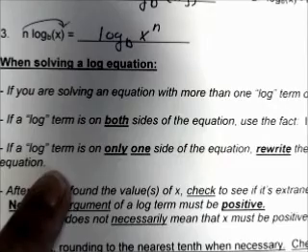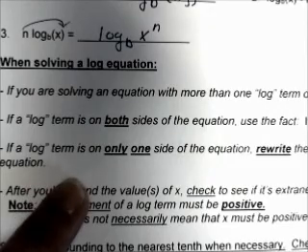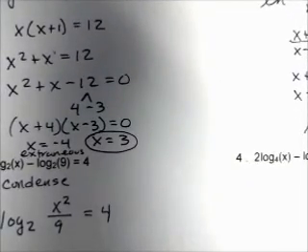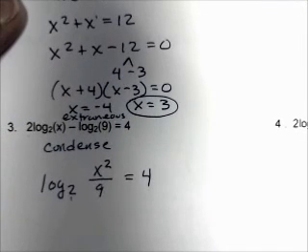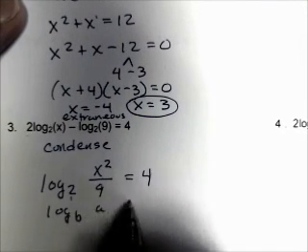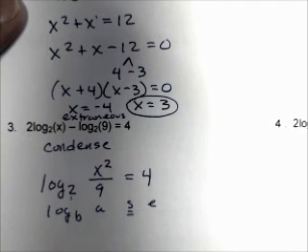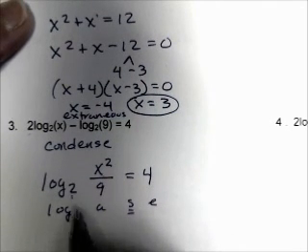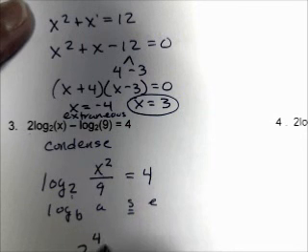From up above, if a log term is on only one side of the equation, rewrite the log equation as an exponential. So 2 is our base, 4 is our exponent, and our answer is x squared over 9. If you need a refresher, so base is 2, exponent is 4, and our answer is x squared over 9.